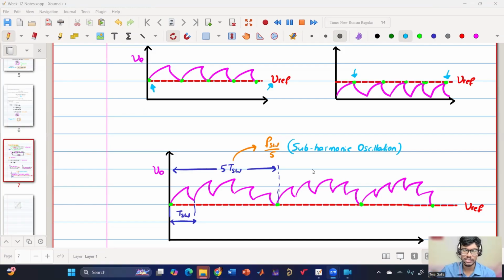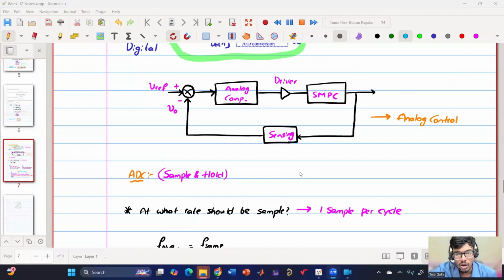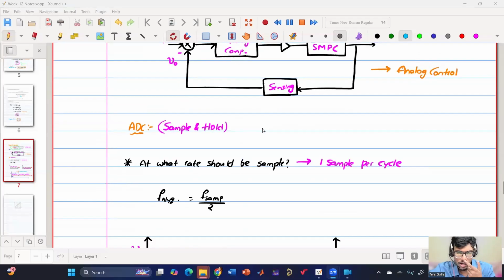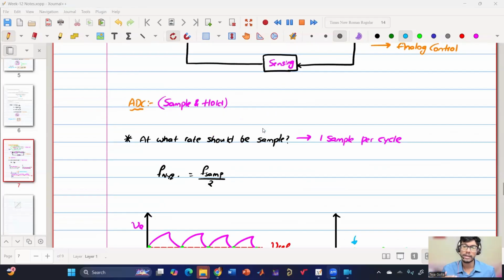So the frequencies FSW by 5 or FSW by n, that is what is called subharmonic oscillations. Now, all these are happening because of the sampling. So the sampling is first of all causing an issue: how many samples, or at what frequency do we need to sample? That itself is causing an issue.